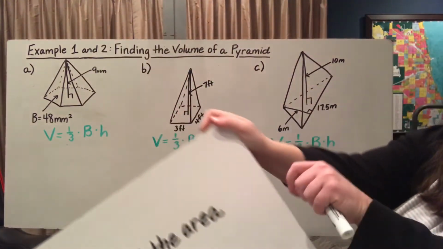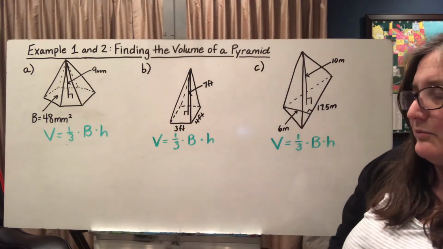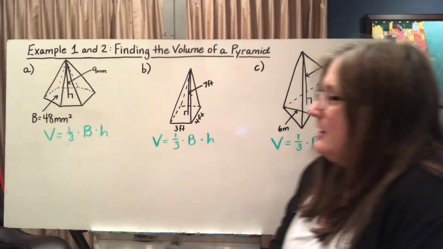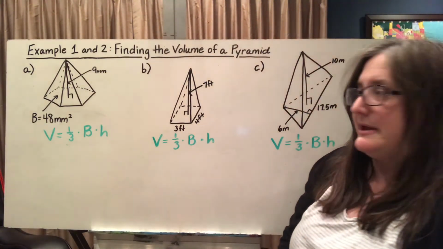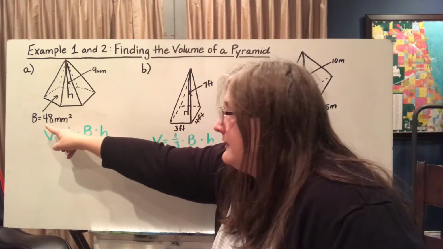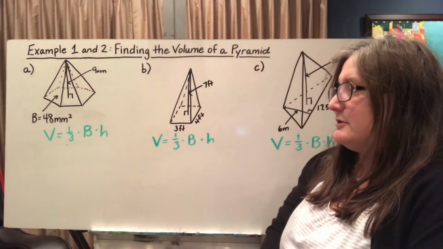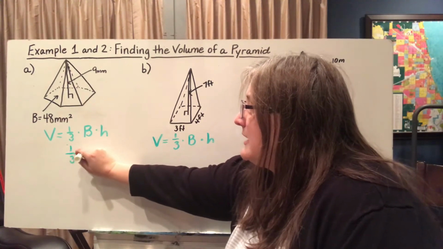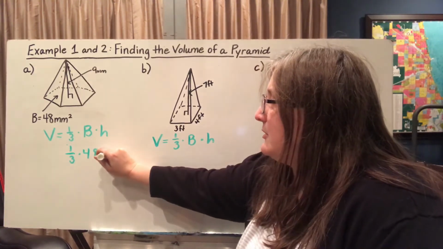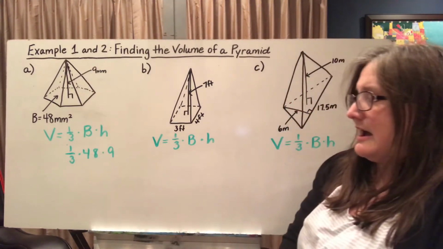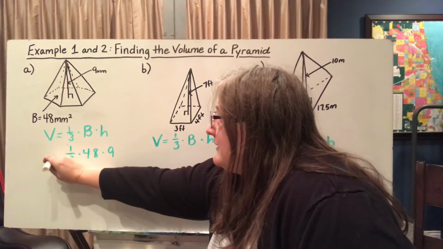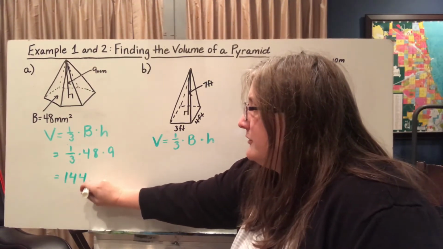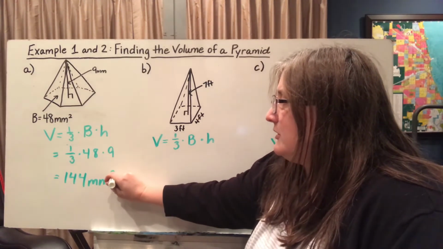So our first shape here is a hexagonal pyramid, and we're trying to find the volume. It's going to be 1/3 the area of the base times height. Well, in this case, I don't have to find the area of the base. It's given to me. The area of the base, capital B, is 48 millimeters squared. So I'm going to be doing 1/3 times 48 times the height of this entire pyramid, which is 9. I can go 9 layers high. So I can do 48 times 9 divided by 3, which gives me a total of 144 millimeters cubed for my volume.